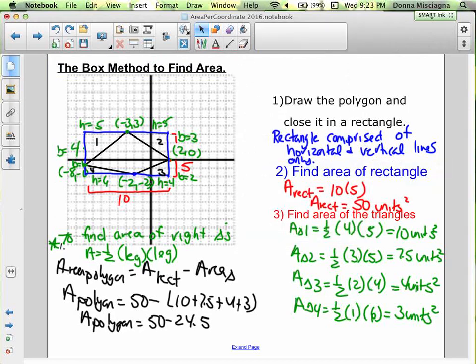All right, so 50 minus 24.5 is just 25.5 units squared. So really not that complicated. My words will come up. It's just box in a figure, find the area of a rectangle, find the areas of triangles, and subtract, and that's all there is to it. And you can find the area of any polygon you want. So this problem's done.